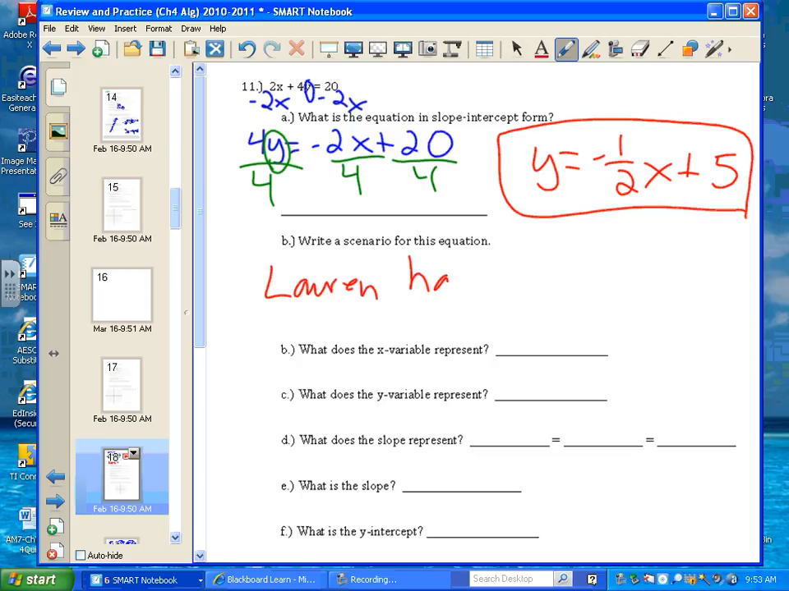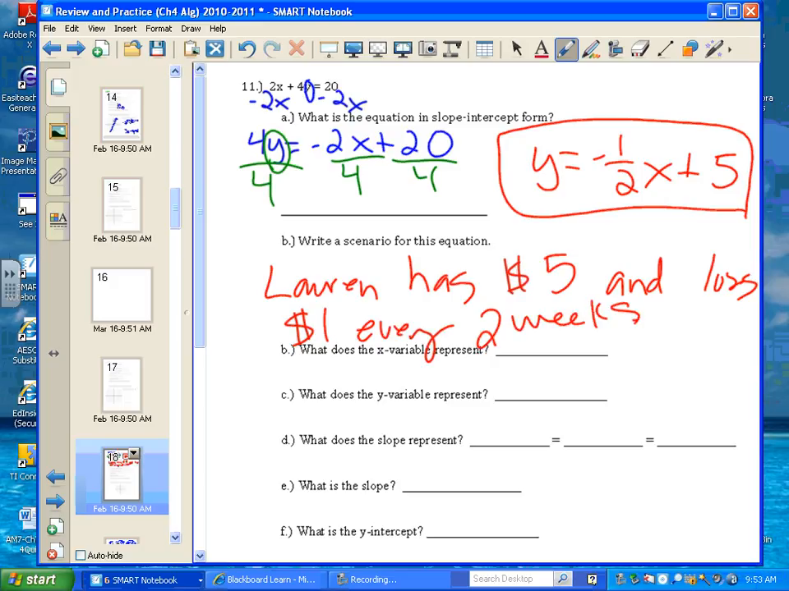Okay, Lauren has $5 and loses $1 every 2 weeks, did you say? Okay, make sure, because it's 1/2, you need to keep it as a fraction. Do not change it back to a decimal.